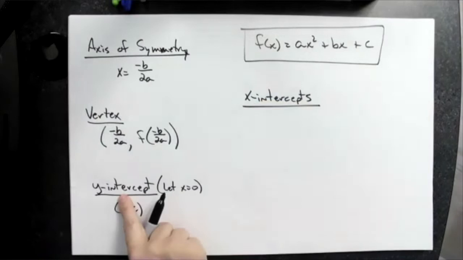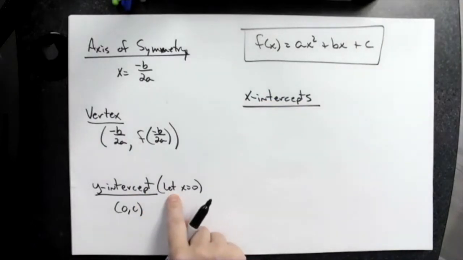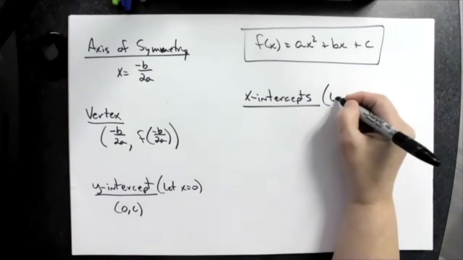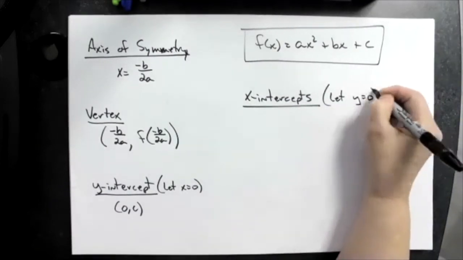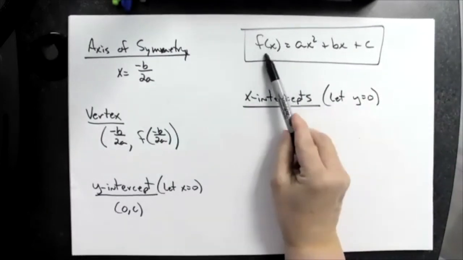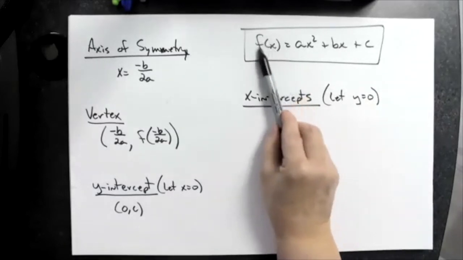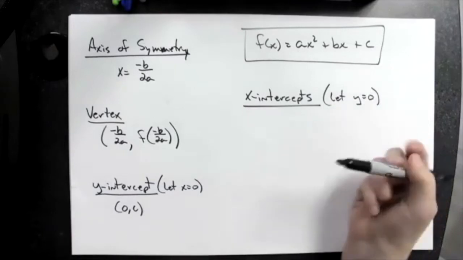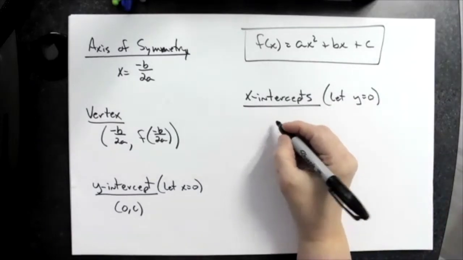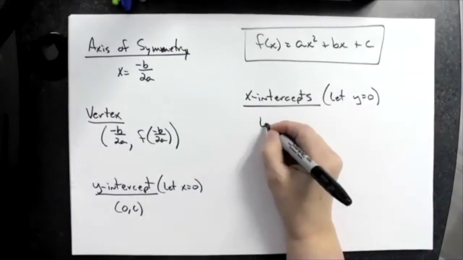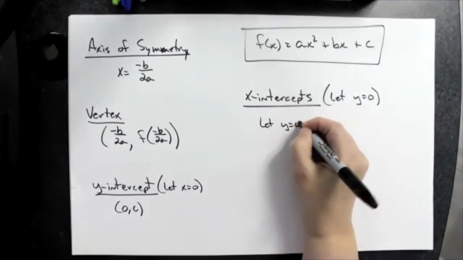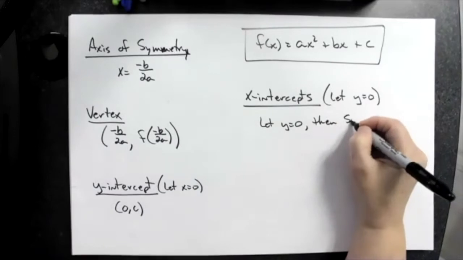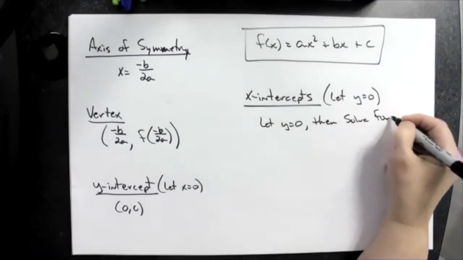Now if I had a y-intercept by letting x equal 0, for my x-intercepts, I want to let y equal 0. Even though I wrote this in function notation, I can replace this with a y. So this is y equals. In other words, when you let y equal 0, then solve for x.